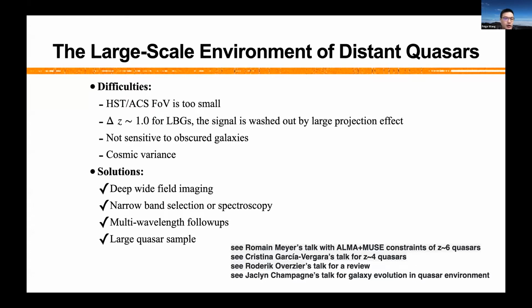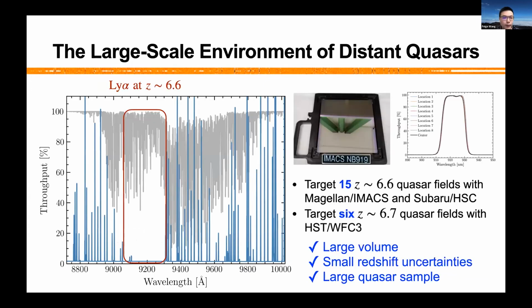So in order to overcome all these difficulties, we are trying other methods to detect those overdensities using narrowband imaging. And we also need multi-wavelength follow-ups. In the following talks I listed here, we will also talk about efforts to study the environment of these quasars. But here I will show you one effort I'm leading now, which is trying to use a narrowband filter on the Magellan MX and also Subaru HSC.